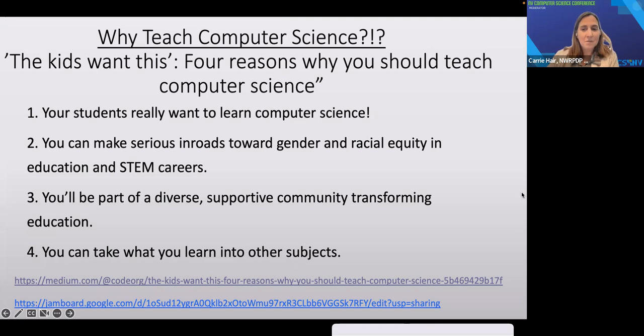So what I'm going to do is I'm going to put 2 links in the chat. The first link is to this article, 4 reasons why you should teach computer science. The second link is going to be a Jamboard. We're gonna skip any breakout sessions. And what I would like you to do is pick one of these 4 topics that really resonates with you and read that section of the article. It's like a paragraph. And then once you read that paragraph, I want you to click the Jamboard link and put a post-it on there, something that, again, within that section resonated with you. And then we'll share out some of the big ideas.